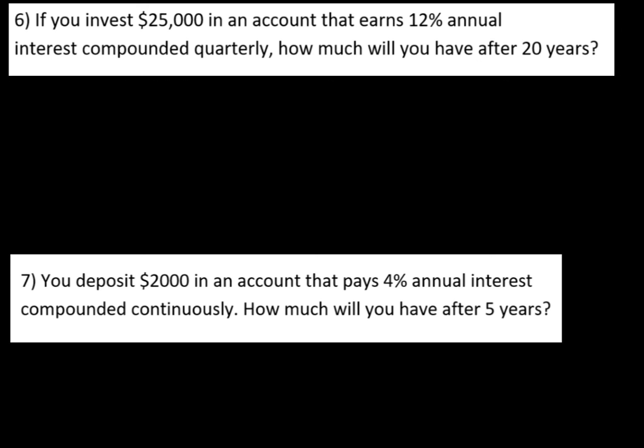So the first one says, if you invest $25,000 in an account that earns 12% annual interest, compounded quarterly, that's important because that'll tell me what formula to use and what to plug into it. How much will you have after 20 years? So when you see compound, unless you see compound continuous, which is a different formula, but if you see compound, you're going to use this formula.